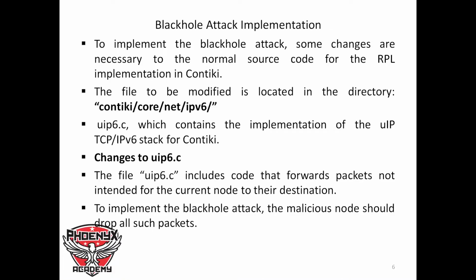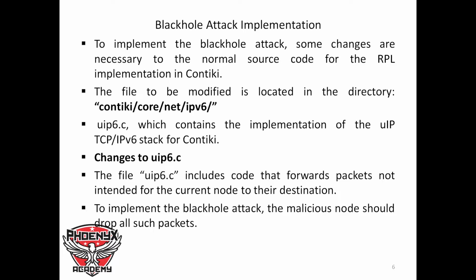Next, to implement the black hole attack, though we have already covered this in the previous video, since it is necessary for the sinkhole attack, we cover it here again. We need to make changes to a particular file located in the directory core/net/ipv6. There is a particular file called uip6.c.